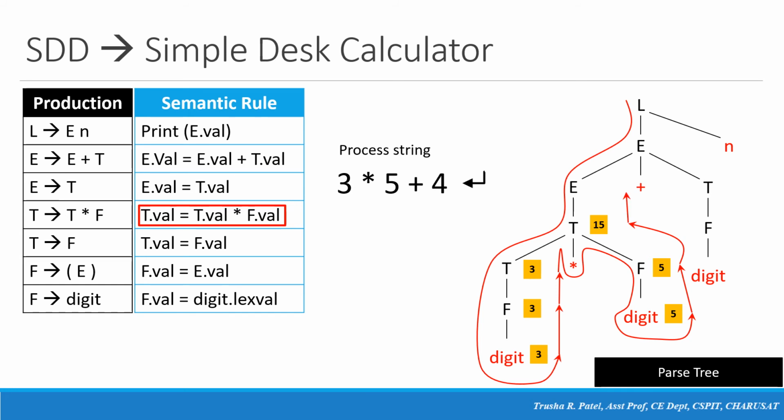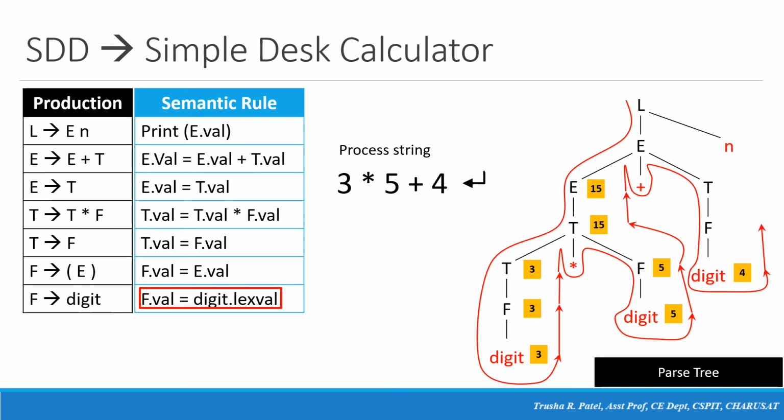Now T to E. This is again a reduction step and the rule associated is E dot value is equals to T dot value. So the value of T is transferred to E. Now again we are traversing from E to plus to T, T to F and F to digit, which is a derivation step. So no need to perform any semantic rule, but the value of digit is assigned, which is 4.